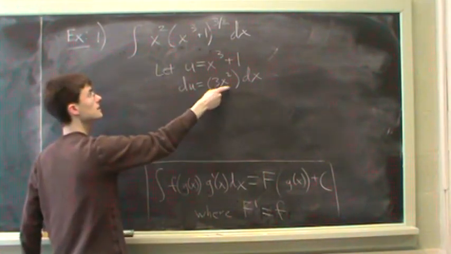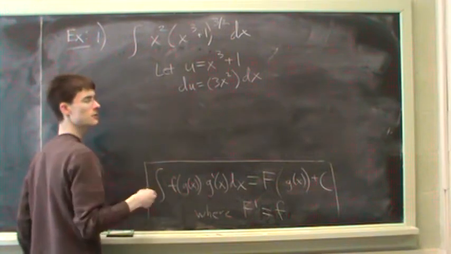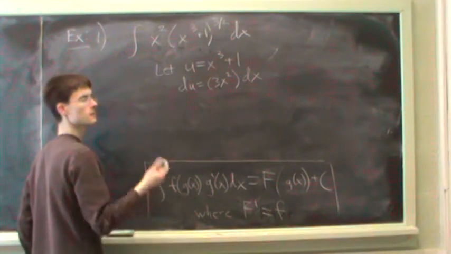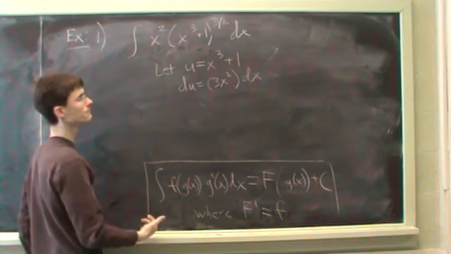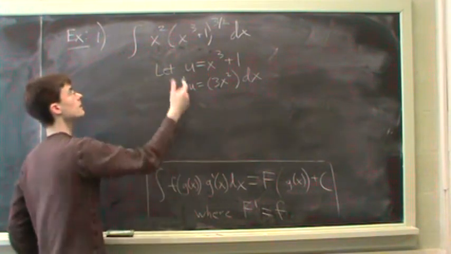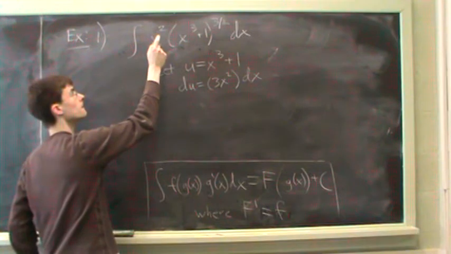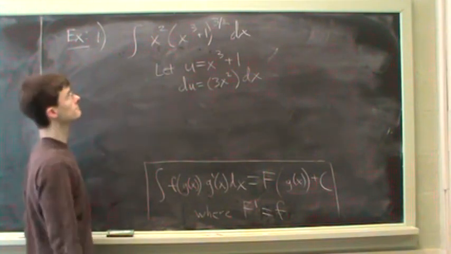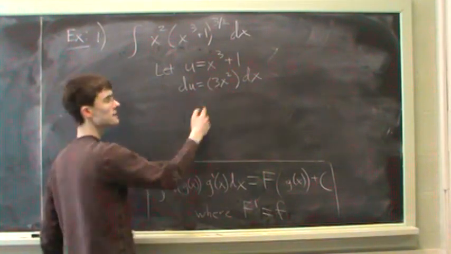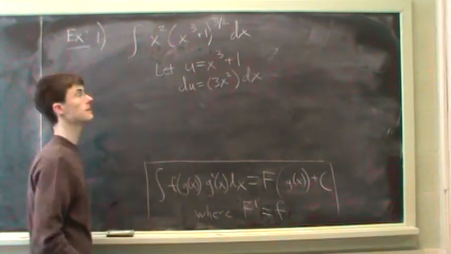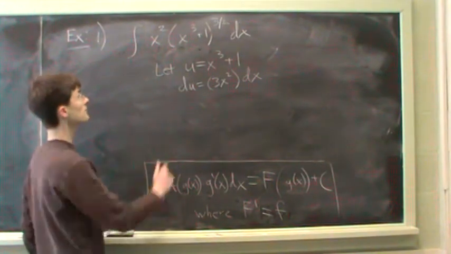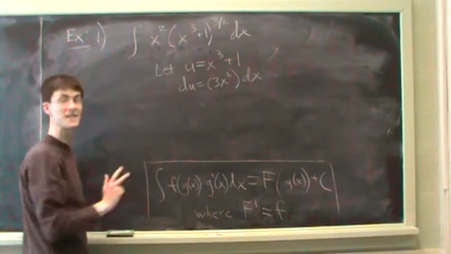When we are trying to do substitution, we always want to see the derivative of the inner thing, the derivative of the inside function, appearing outside of the function, so to speak. And the 3 doesn't really matter because we'll see how to deal with that. Okay, so it seems like we're on the right track.